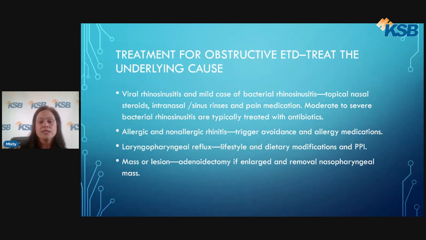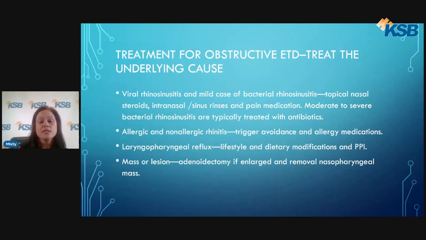For allergic rhinitis, trigger avoidance would be pets, dander, dust, avoiding all those things, and then treating their allergies a little more aggressively, so maybe nasal sprays, over-the-counter allergy medications, and so on. Non-allergic rhinitis may be vasomotor rhinitis, so starting them on ipratropium or a nasal spray to help calm that down.